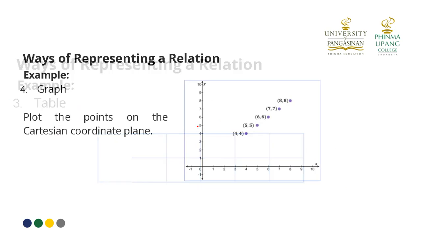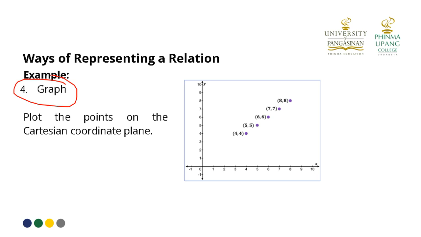And the fourth one is the graph. We have the fourth way of representing a relation, which is the graph. Remember, I told you earlier that this started in the Cartesian plane. They are called coordinates, and these belong to quadrant 1. Why is it quadrant 1? Because the x has a positive sign and the y has a positive sign also. That's why our ordinates are in quadrant 1.